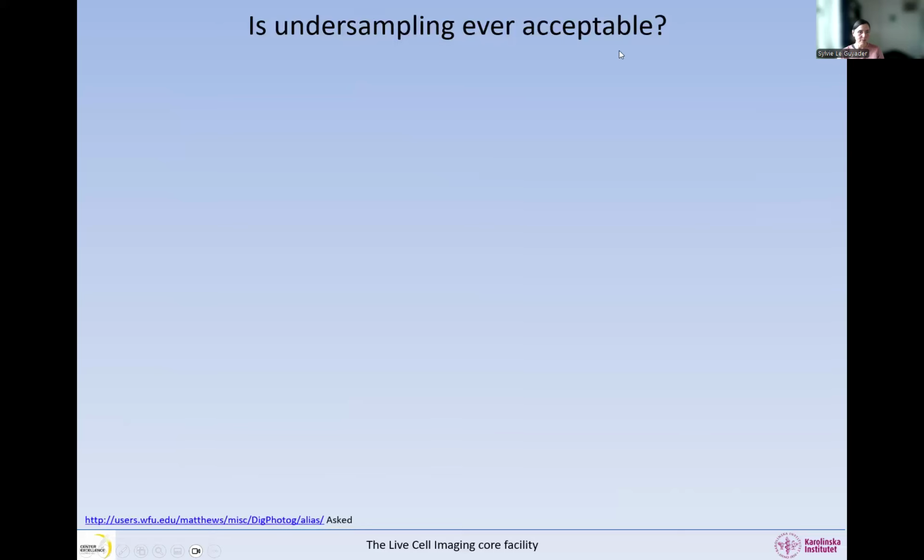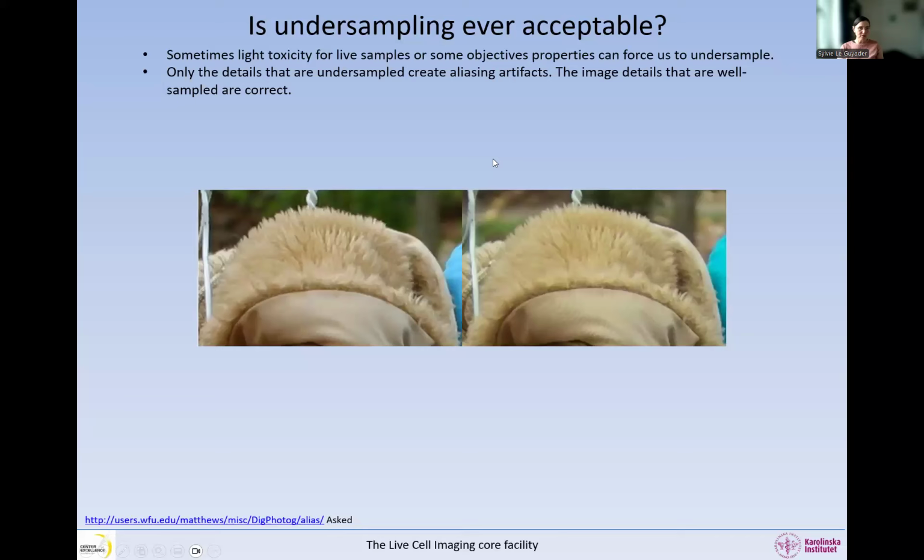So is undersampling ever acceptable? Is it okay to undersample ever? Sometimes in our biological experiments, we're limited by some things like light toxicity for live samples, or some objective properties. For example, if we have a model, we maybe need the working distance of the objective, and maybe we'll have to pick one objective and one type of system, and that will force us to undersample. Is that okay or not?